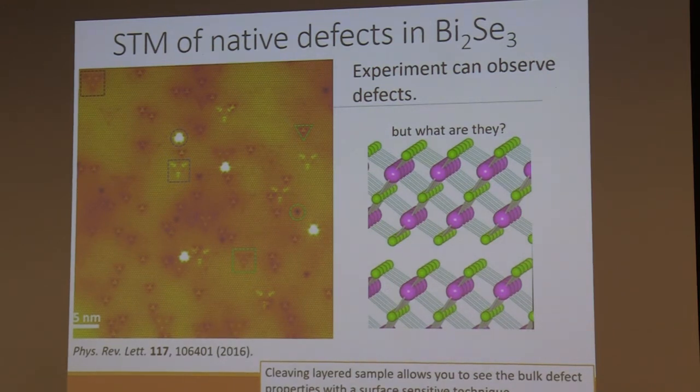Okay. We did some formation energy diagrams and found that vacancies should be quite low in energy in the system. Bismuth selenide is intrinsically n-type and these vacancies are donors. So how do we help experiment determine what these are? We can simulate STM images from the charge density in the DFT calculation.